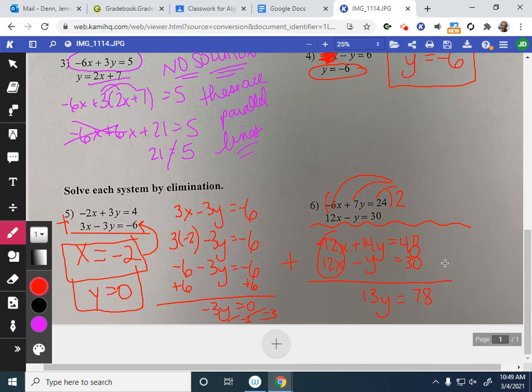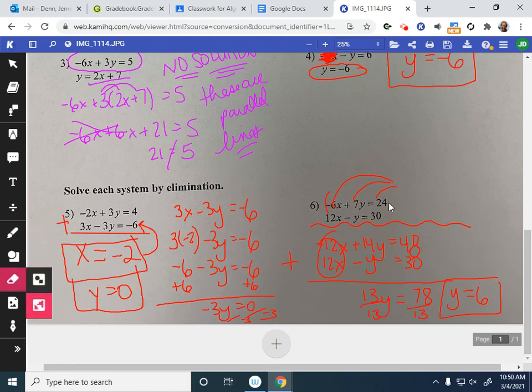Is that right? Divide both sides by 13 and hope that that goes evenly, or I messed up the problem. Let's see. 78 divided by 13 is 6. Awesome. So y equals 6. There's part of my answer.